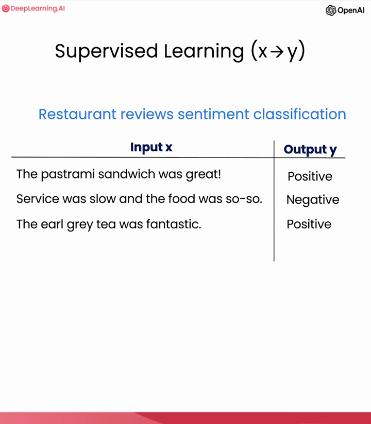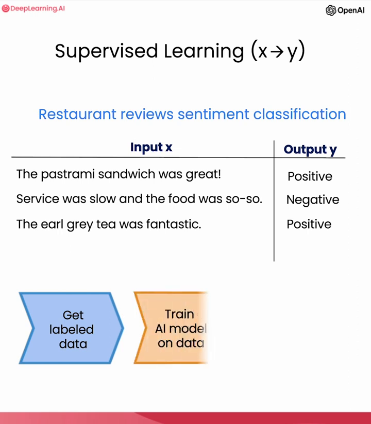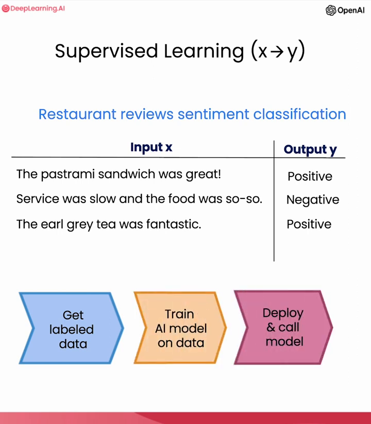And so the process for supervised learning is typically to get labeled data and then train a model on that data. After training, you can then deploy and call the model and give it a new restaurant review like "best pizza I've ever had." You would hopefully output that it has a positive sentiment. It turns out that supervised learning is a core building block for training large language models.